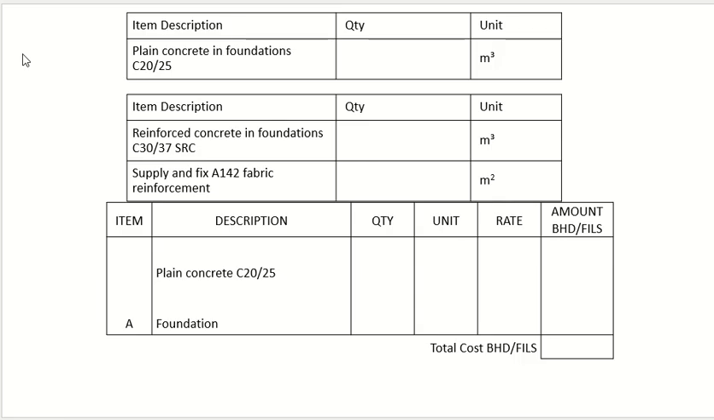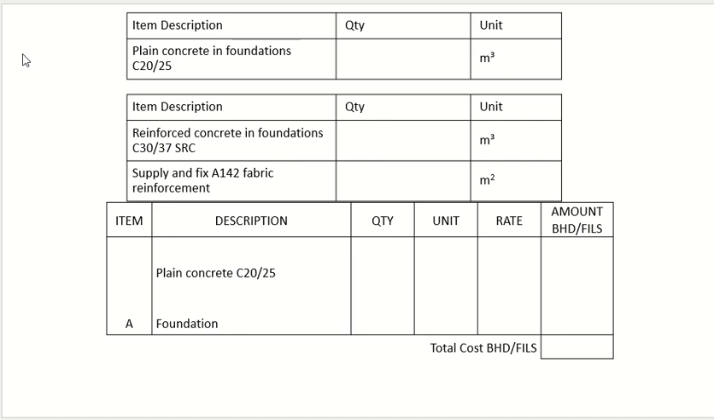Okay, you have to write the full description, but I'm just writing in short. In foundations, C30/37 SRC. Okay, this will be the first row. The second row will be supply and fix A142 fabric mesh in foundation. Okay. Mesh reinforcement in foundation.